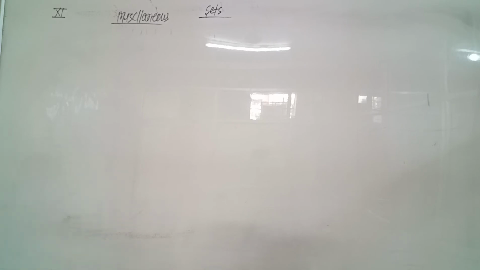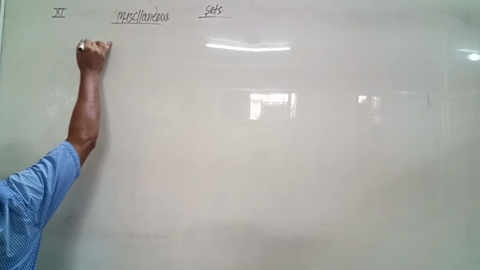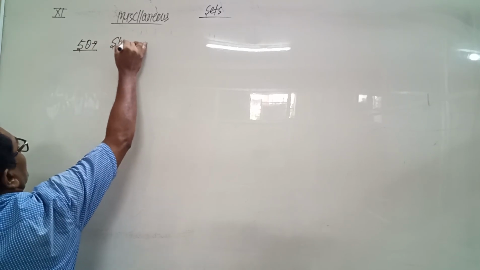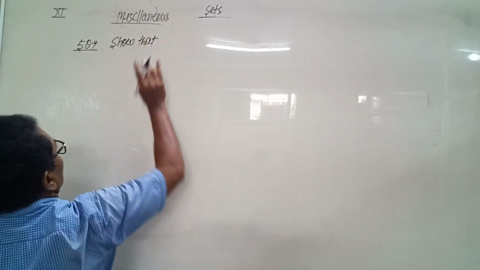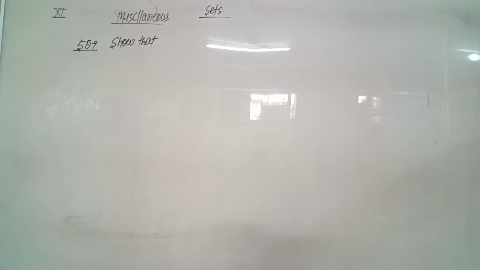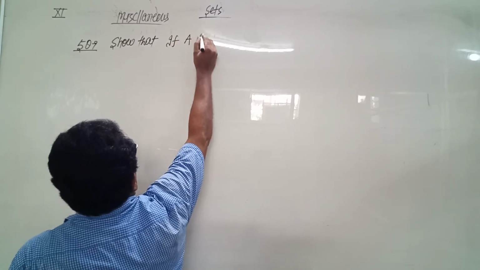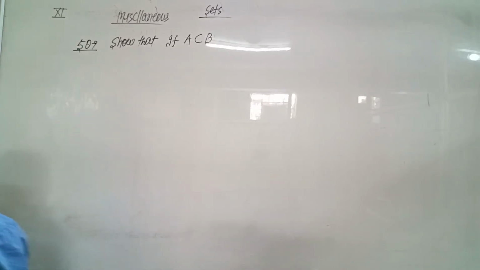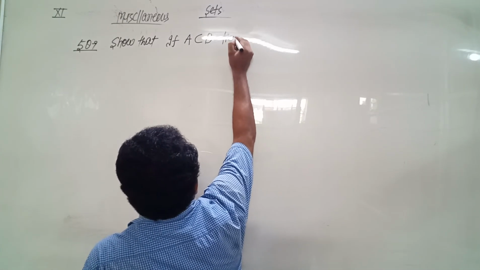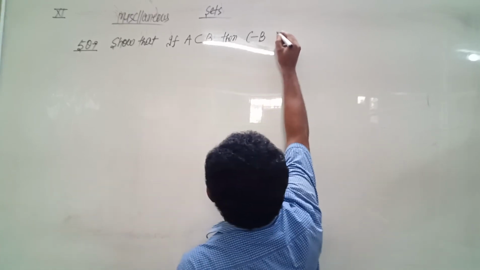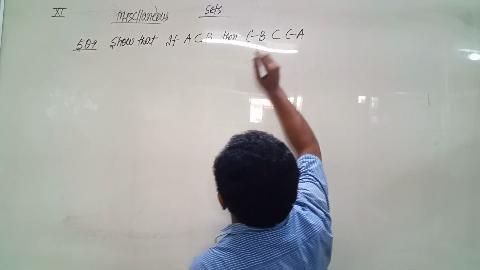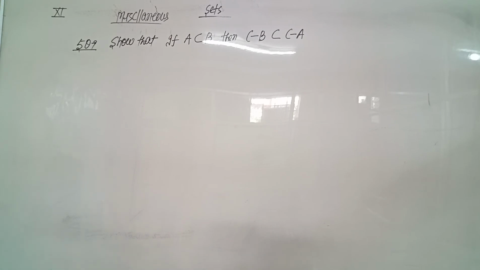Now question number 5. Show that if A is a subset of B, then C minus B is a subset of C minus A.